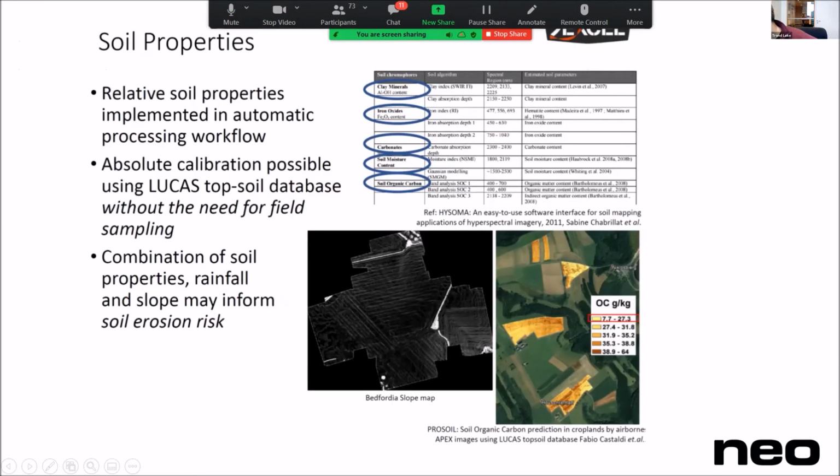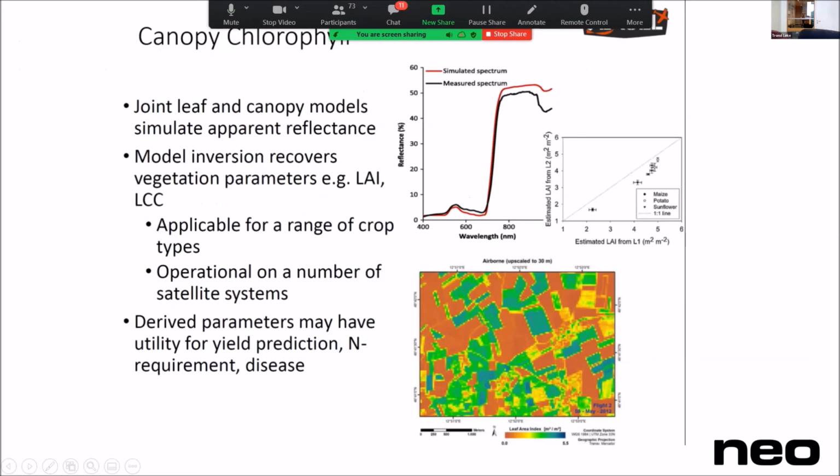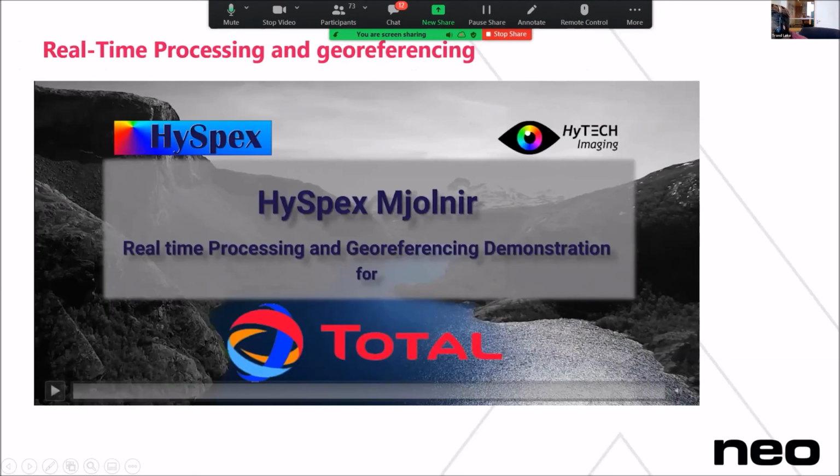Soil properties. It's a big application in hyperspectral. There are separate conferences just on hyperspectral soil processing. So yeah, chlorophyll content. This was just a quick run through of some of the applications I could gather from our customers.